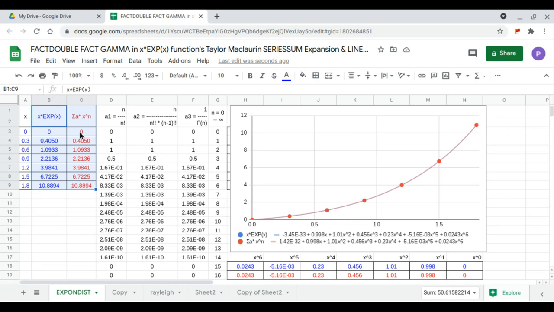This completes the use of double factorial, factorial, and gamma function in generating the function, the Taylor-Maclaurin series sum and LINEST polynomial regression of x times e to the power x.